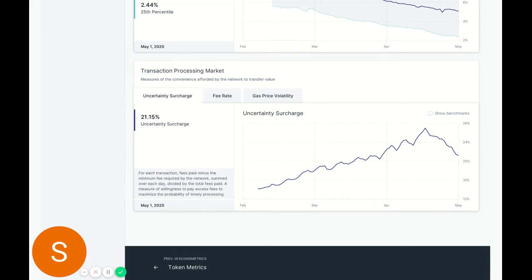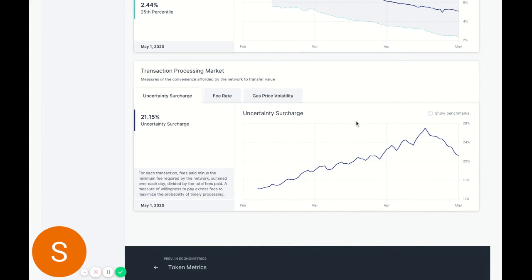And this ranges between 0 and 1. It's measured in percentages. So a measure of 0 basically says that everyone understands what the going price is and is paying the going price at the time. A measure very close to 1 indicates that users are wildly overpaying compared to what they actually need to pay in order to get their transactions processed. And so what you can see here is that the uncertainty surcharge for the OAN has ranged between about 15% up to about 25%, and then is coming back down.